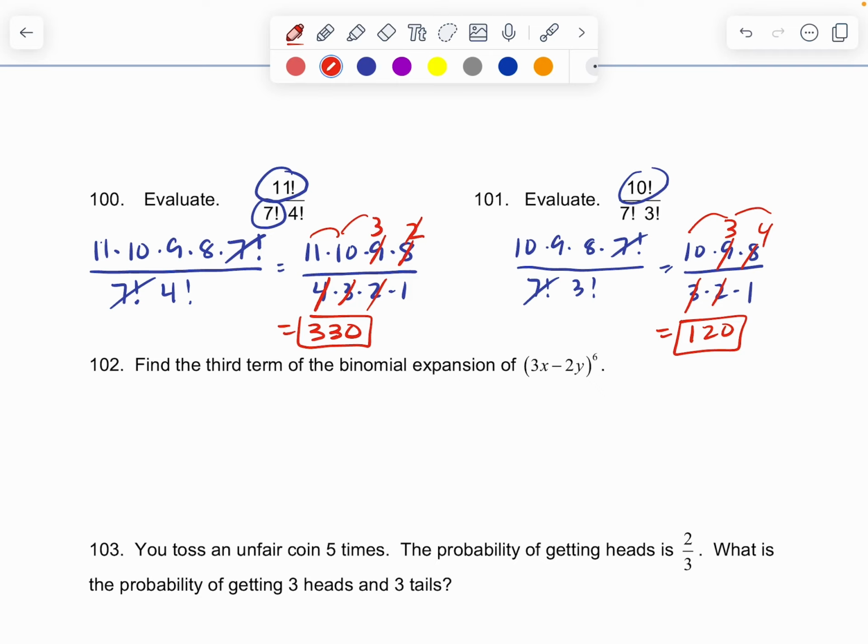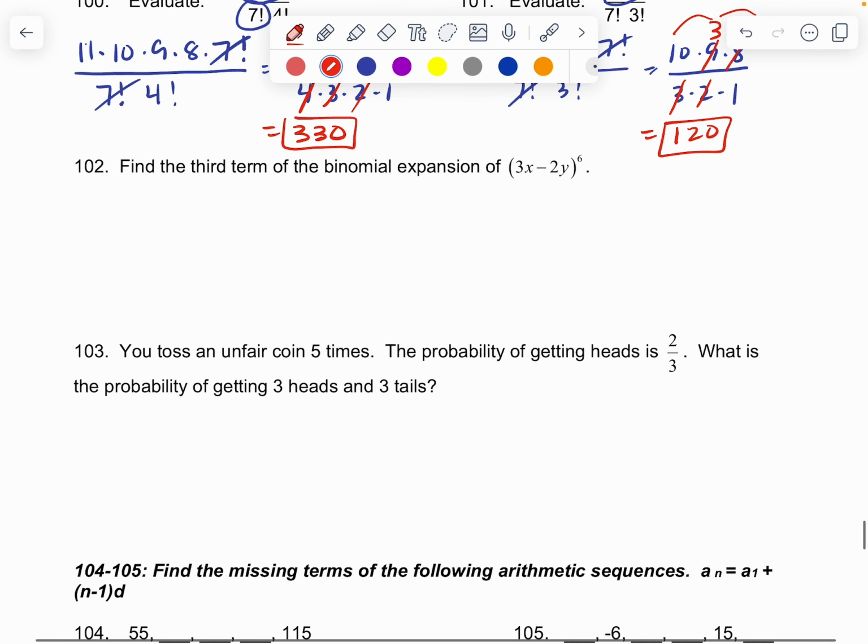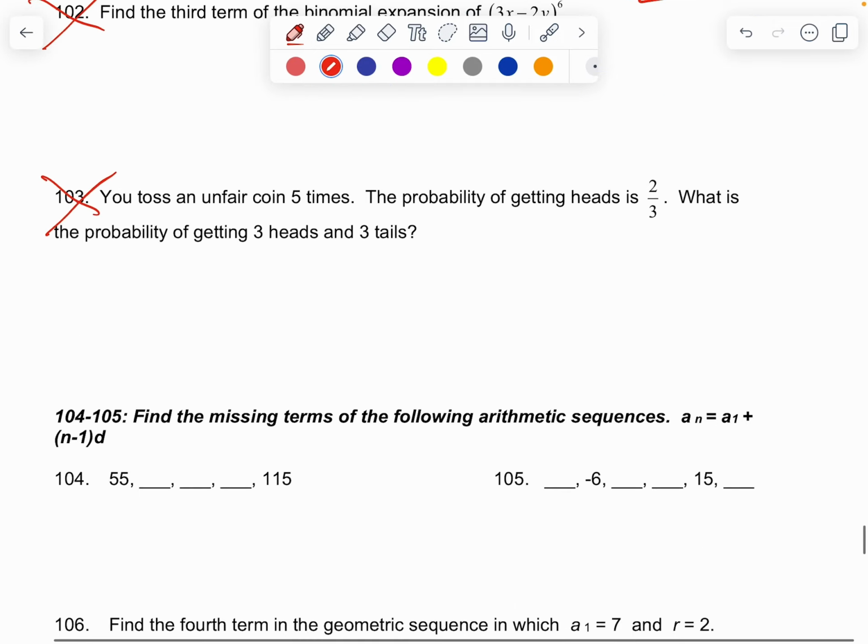All right. And then you guys, just so we can get rid of more problems, 102 and 103. We do not know how to do those. Don't worry about those. All right. Okay, so it got you up to 100.